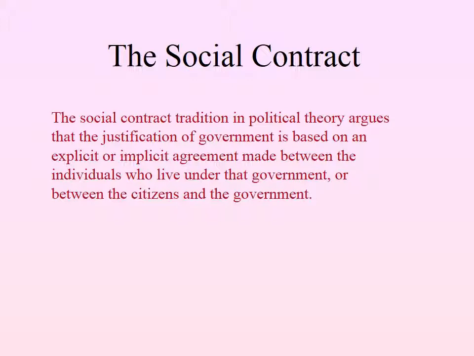The idea is based on an implicit or explicit agreement made between the individuals who live under the government, or between citizens and the government. So the justification of government depends on this agreement, this consent. Consent is a key idea that individuals give to live a certain way.